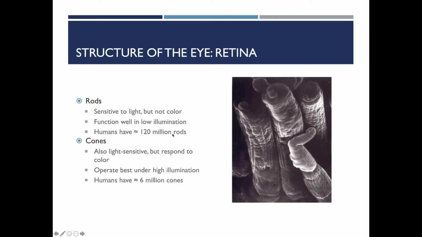But the reason they have all the rods in their eyes is that they hunt at night in very low lighting conditions, where discriminating colors is not really very helpful or useful in terms of them seeking out food and so on. Alternatively, pigeons have virtually all cones and no rods.